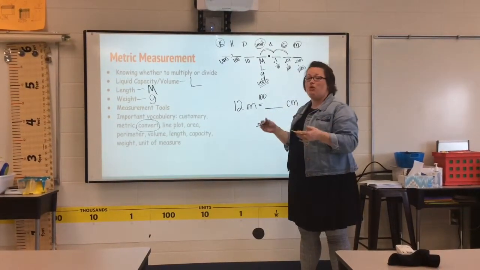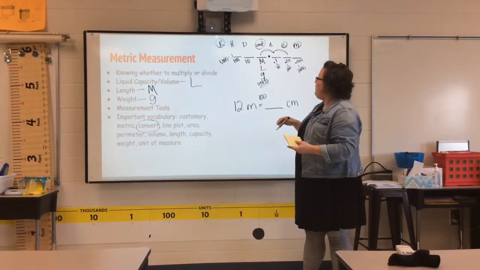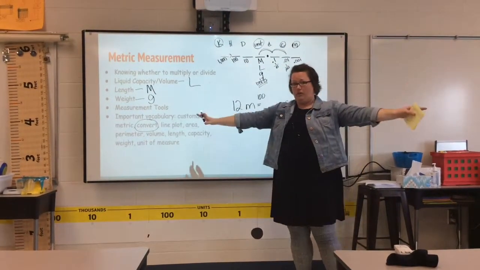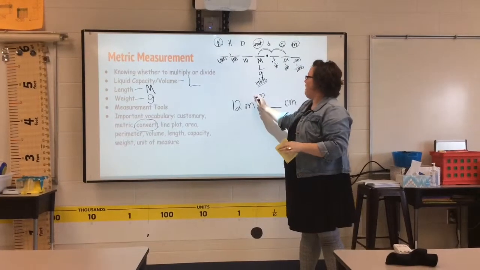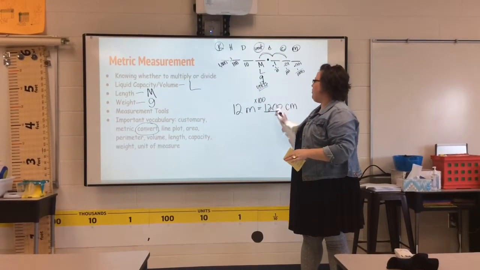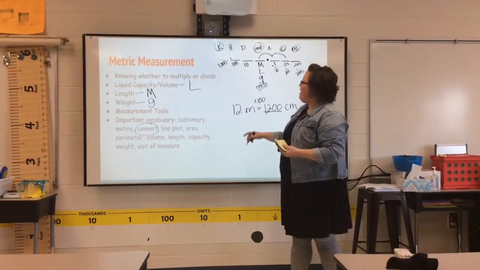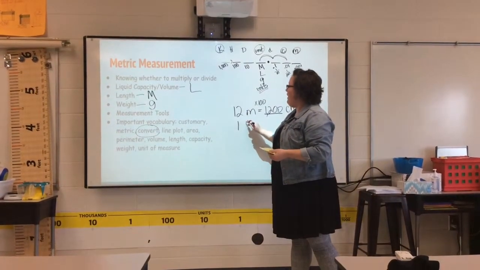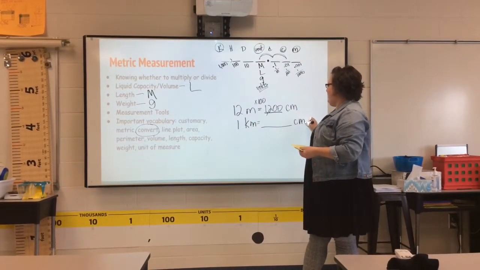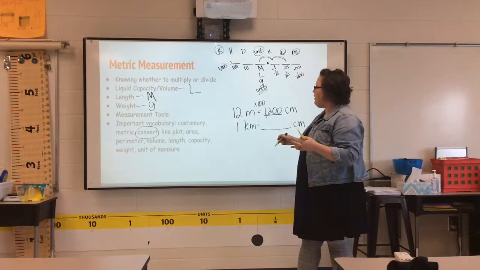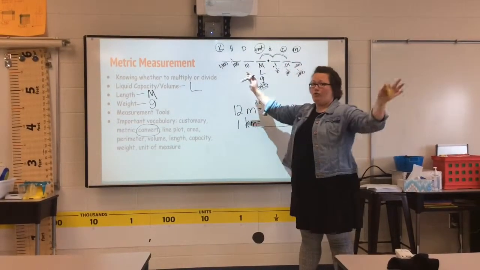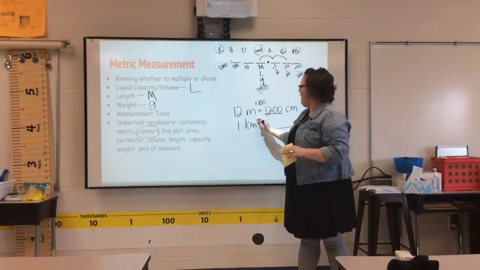They just need to know, do they multiply or divide? Well, they're going from a large unit to a smaller unit. So they're going large to small, so they need to multiply by 100. So 12 times 100 is 1200. Let's say they have 1 kilometer, and they want to turn that into centimeters. Now this one would be a much larger answer, but they're going from something large to something small. So large to small, they're going to multiply.